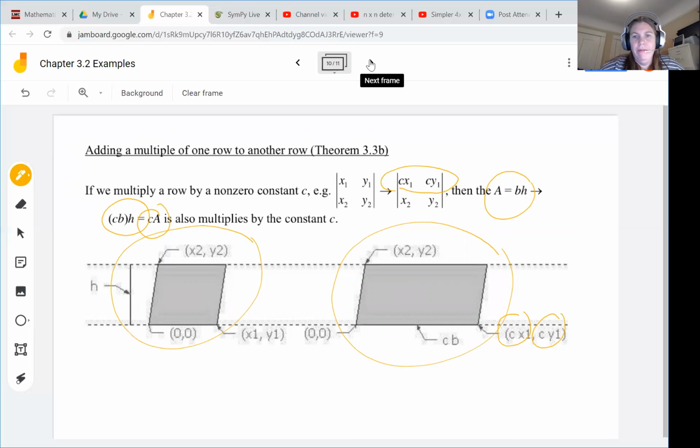So it just stretches it by a factor of c, which is what we saw back in Theorem 3.3b that said when b is obtained from a by adding a multiple of one row of a to another row of a, or one column, then the determinants are equal, right? So think about that stretch by the constant. I think this should say also Theorem 3.3c, which says if we multiply by a non-zero constant, then the determinant of b equals c times the determinant of a. That's what we're seeing visually here.